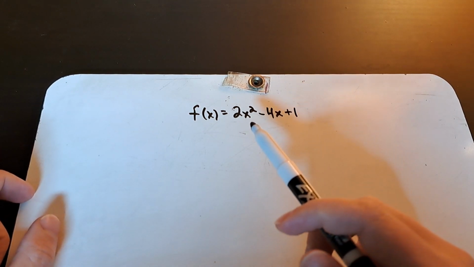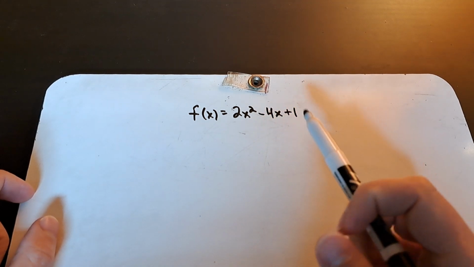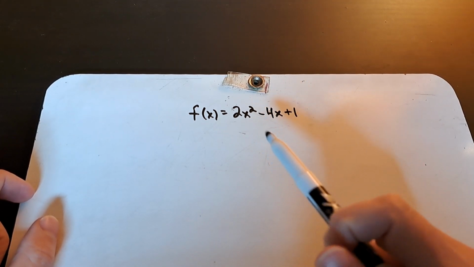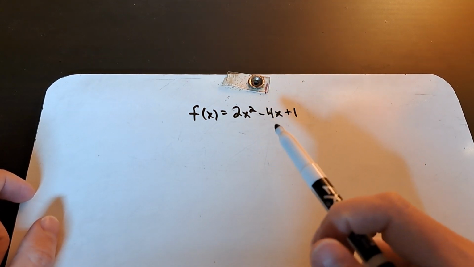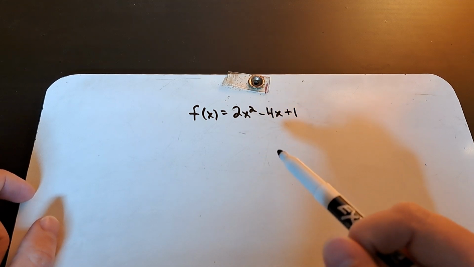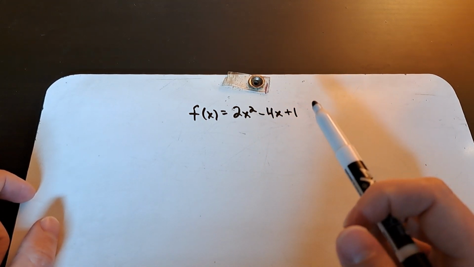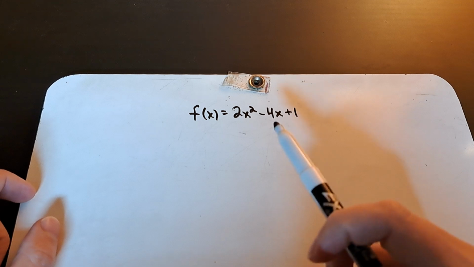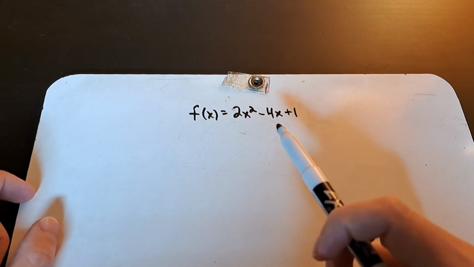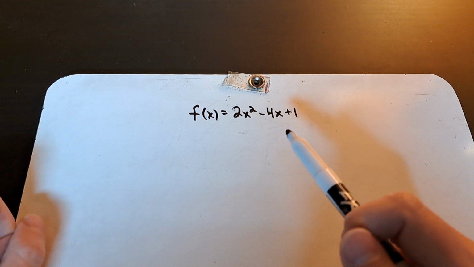Now there's many different ways we can do this. What we could do is we could try to maybe plug in numbers, we could even try to find the x-intercepts here, and we also have different equations that can be used to find the actual vertex of this. But I'm going to show you how you can do this by completing the square.